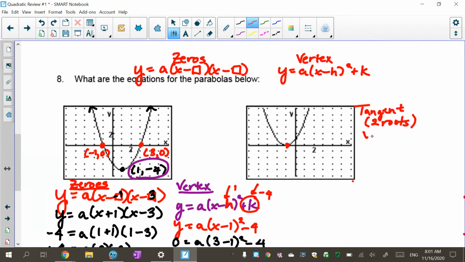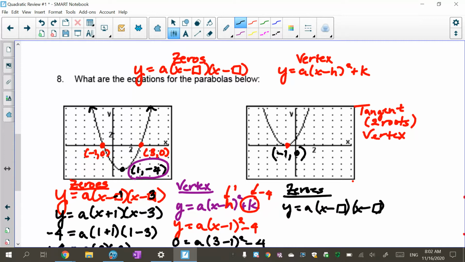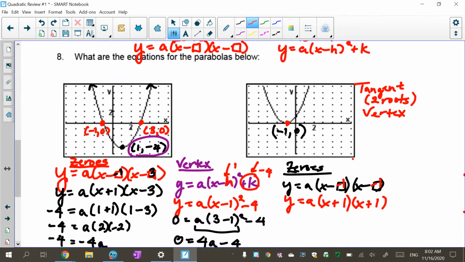And it usually is your vertex as well. So I'm like, that's cool. I could do either one with this one again. So I'm going to do the zeros format first. Now, when I plug this in, y equals a, x minus box, x minus box, this point right here is -1, 0. Okay? So if I throw a -1 in here, I get y equals a x plus 1, x plus 1. Again, I'm almost done.